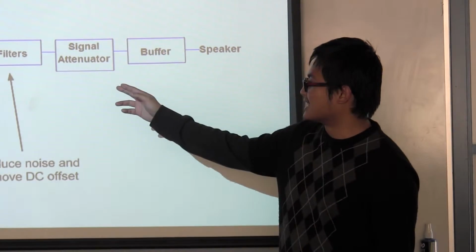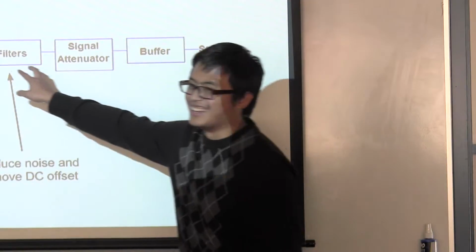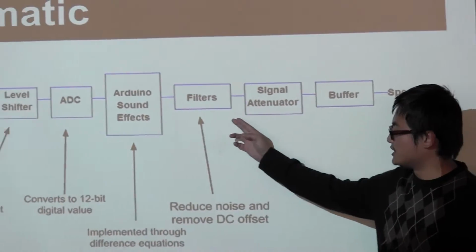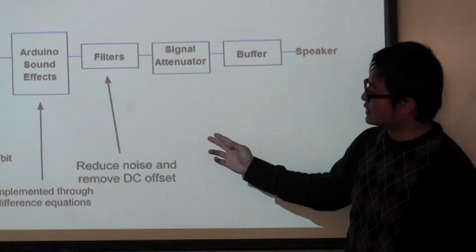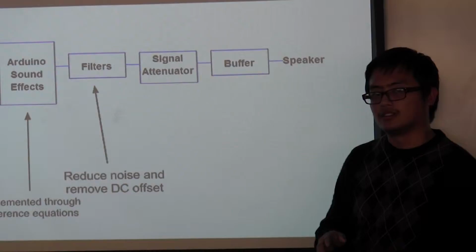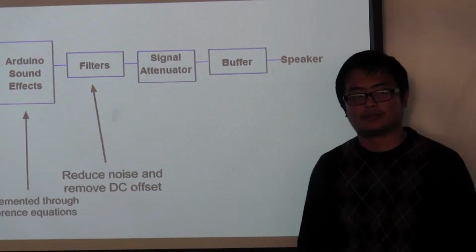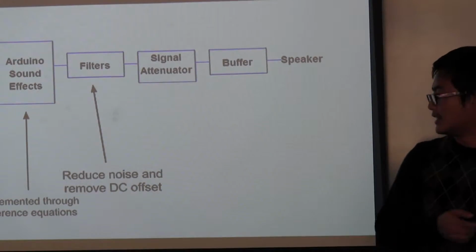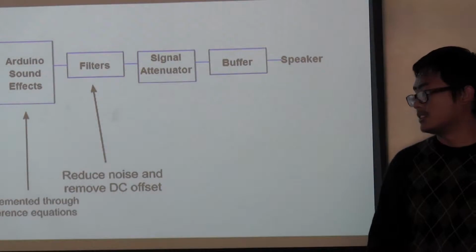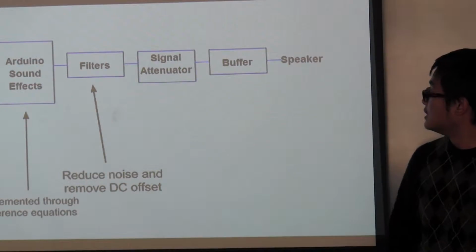Now let's get to the output signals. We forgot to put the DAC, but there's a DAC in between here. After it gets converted to analog, it gets sent to the filters that reduce noise, smooth out the jaggies that appear from converting it to analog, and remove the DC offset, so when we send it to the speakers, it can play it properly.